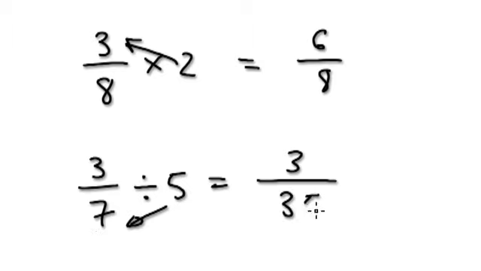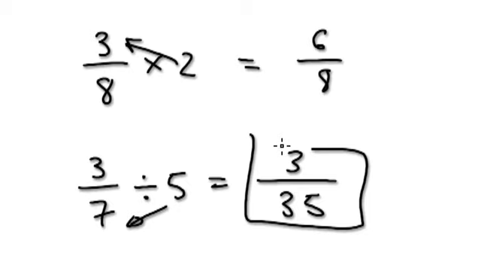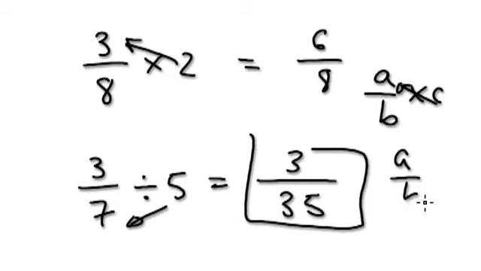5 times 7 would be 35. Okay, so this would be, it's the same idea. Just remember that when you have a fraction, when you times, it goes to the top, and when you divide, it gets multiplied to the bottom. Okay.